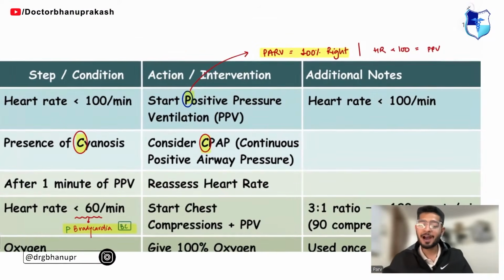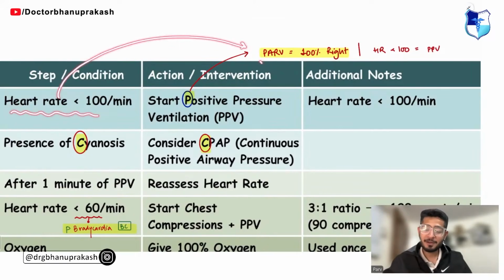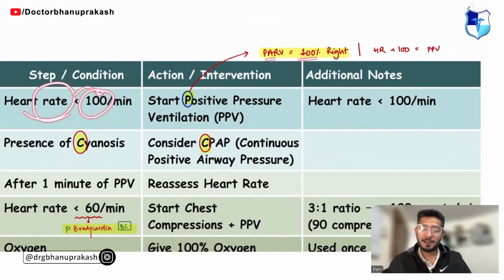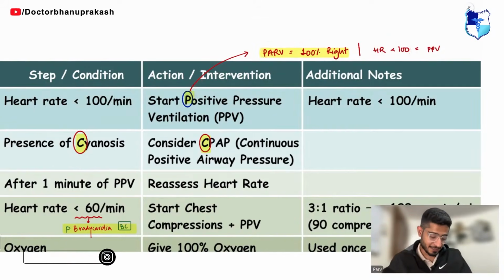So please remember, if heart rate is less than 100, why do I always say heart, heart, heart, okay? Just remember one thing: if the heart rate is less than 100, remember my name. My name is Parv, and the second thing you can remember is I'm 100% right. So heart rate less than 100, and remember my name Parv. If heart rate is less than 100, you have to give P for positive pressure ventilation.